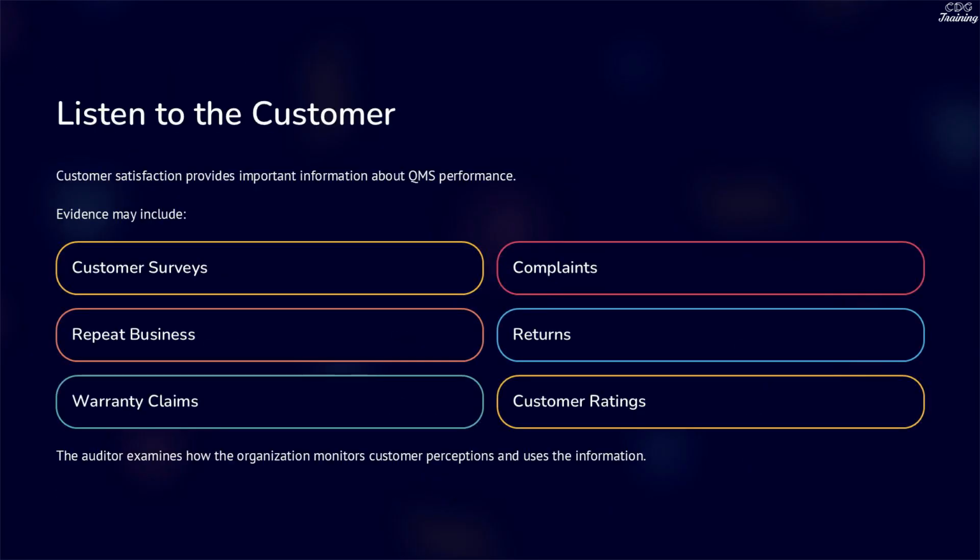Customer satisfaction is crucial for understanding QMS performance. Evidence includes customer surveys, complaints, repeat business, returns, warranty claims, and customer ratings. The auditor examines how the organization monitors and uses customer perceptions.